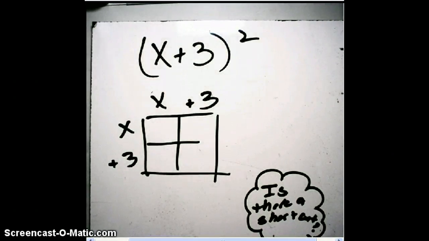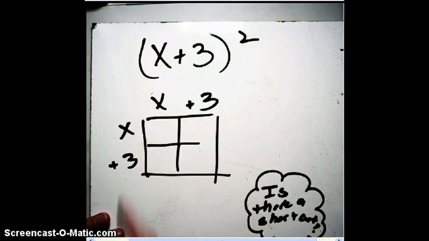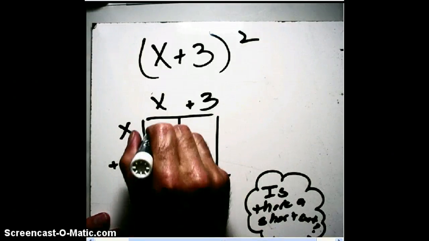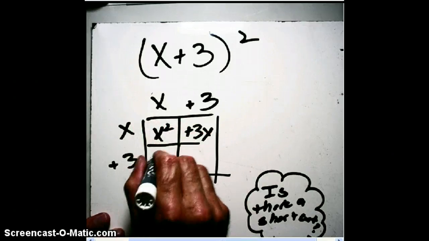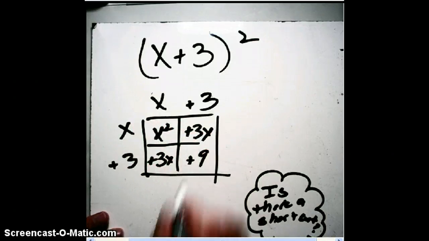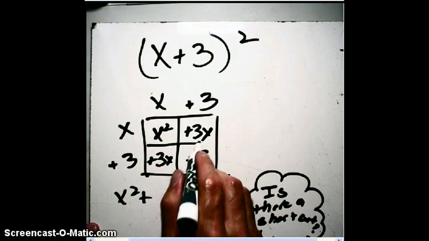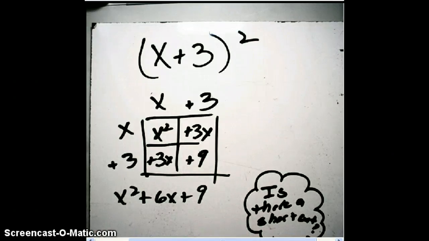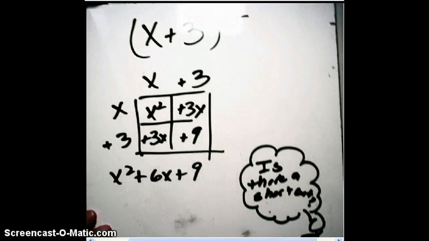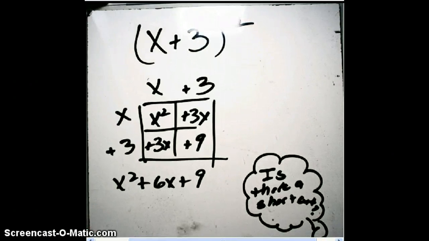All right, so what I did is a binomial squared, and I just used the box method. That would be x squared plus 3x plus 3x and plus 9. Now what would that be? That would be x squared plus what? Well, 3x and 3x is 6x, plus 9. Well, just like the little guy says at the bottom here, is there a shortcut? There actually is a shortcut in doing a binomial squared.